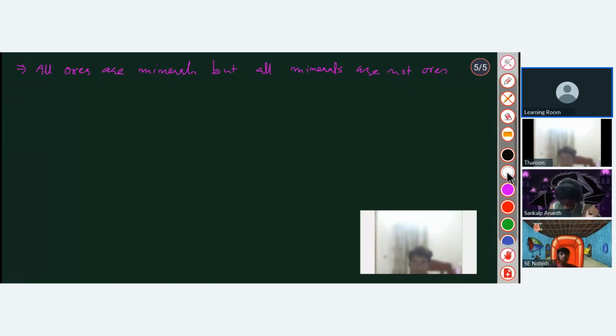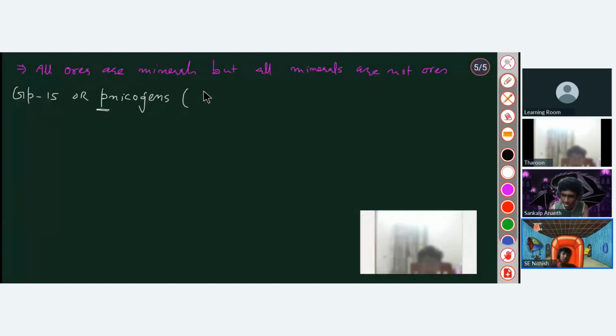Okay, then let's move to the next group. That is your group 15. Can anybody tell me what group 15 elements are known as? They are known as nicogens. What do you mean by nicogen? Nicogen means suffocating elements; they cause suffocation.